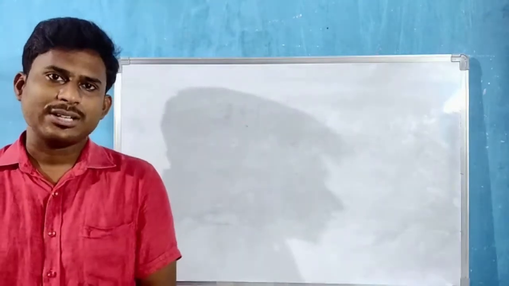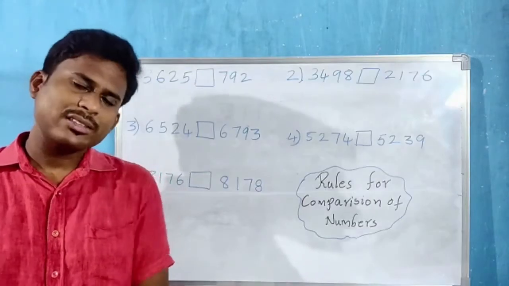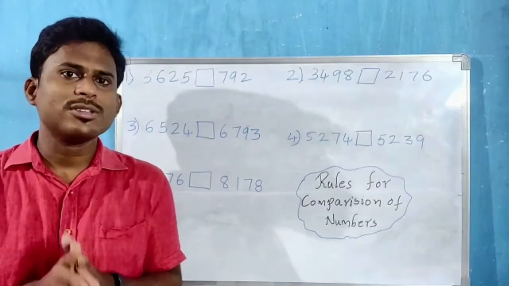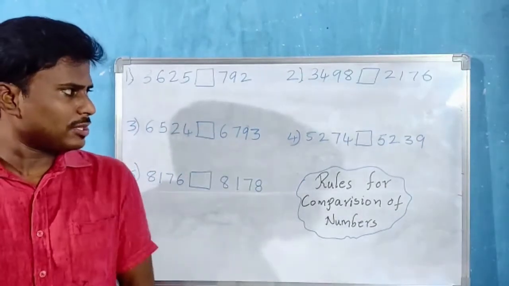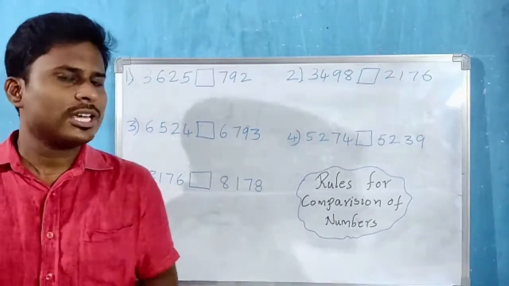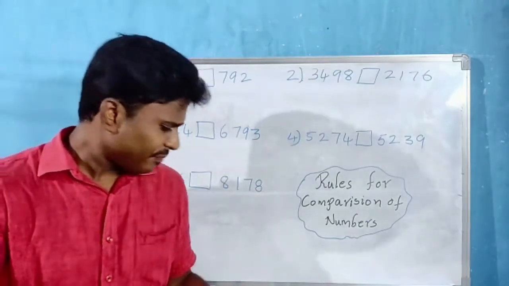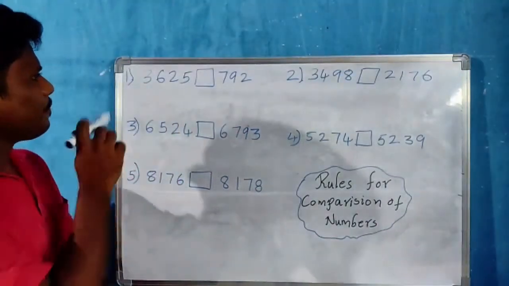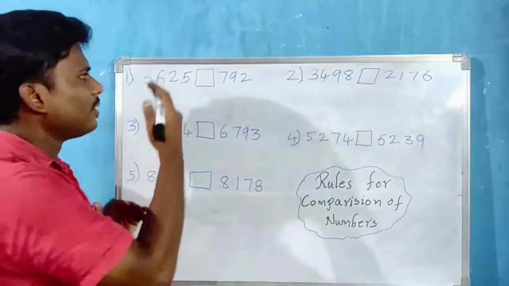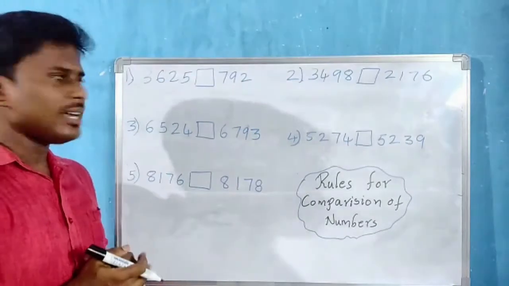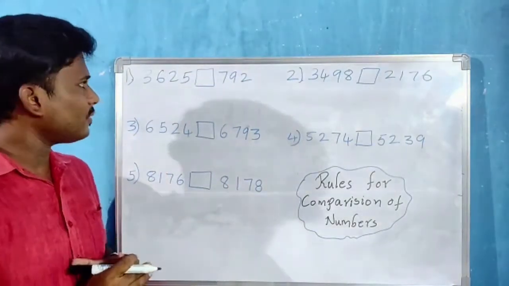So let us take a few numbers and compare them. While comparing 4-digit numbers, we have to follow certain rules. So here I gave 5 examples. In these 5 examples, you will cover all the rules for comparison of 4-digit numbers. First, let us go for the first example. See, left hand side, right hand side. On the left hand side, I have the number 3625.